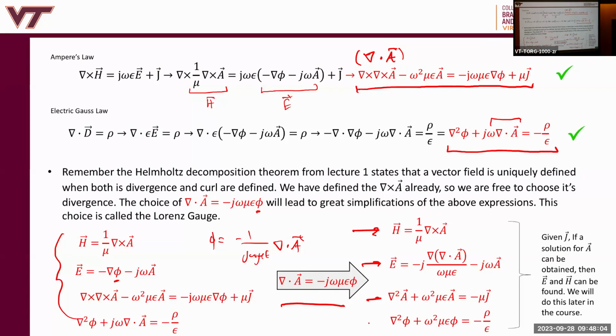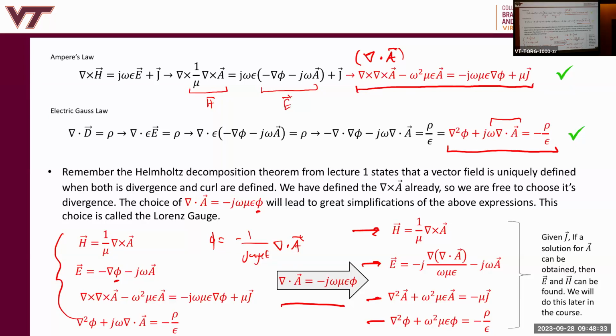And then there's a wave equation for the scalar potential, but you don't need to solve that one, right? Remember, these two are related by the continuity. Divergence of J is equal to minus j omega rho, right? You don't need to solve this one. You can solve this one alone. And once you obtain A, which is a solution to this differential equation, you can plug it into here, here, and here, and you get E and H. All right? But we'll do that later in the course.